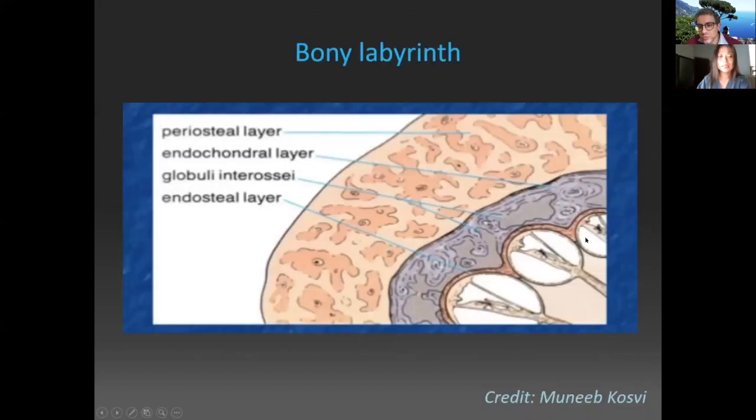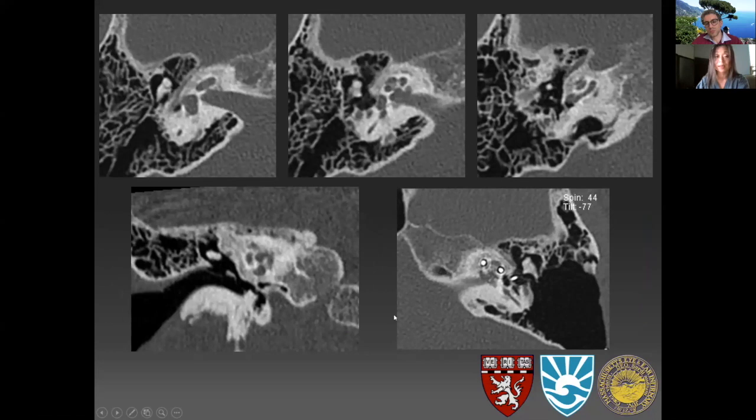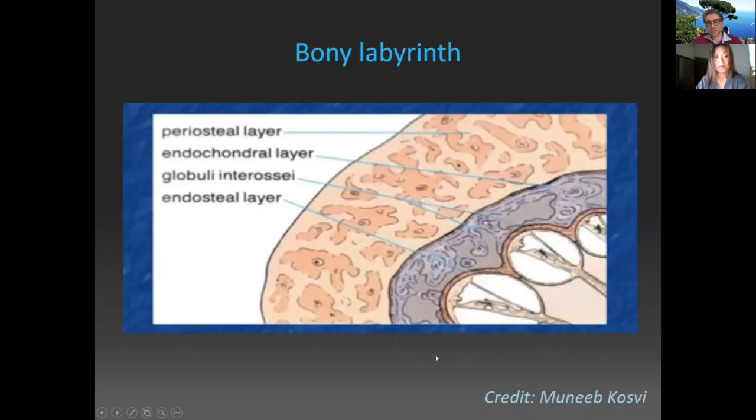Okay, so I just want to spend a little bit of time talking about the bony labyrinth and the entity of otospongiosis, which is what this companion case was. The bony labyrinth normally has 3 layers. It's composed of the outer periosteal layer, which is this yellowish beige layer, the inner endosteal layer, which is thin here, and the middle endochondral layer.